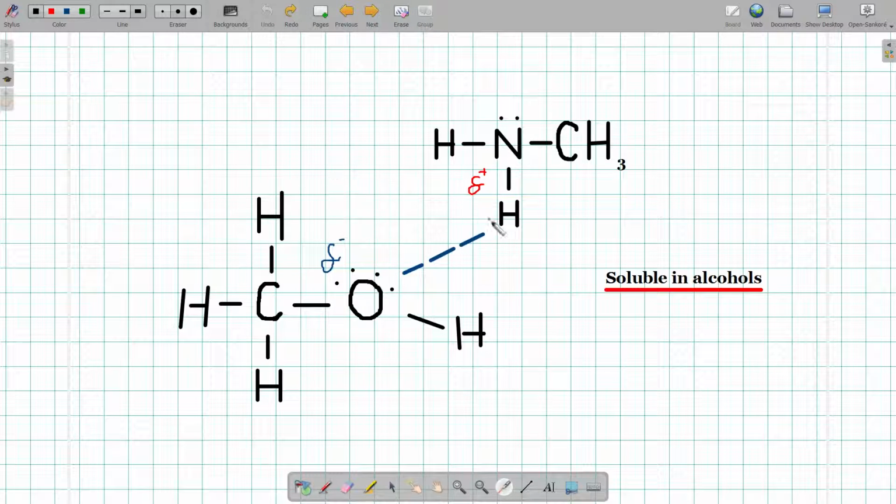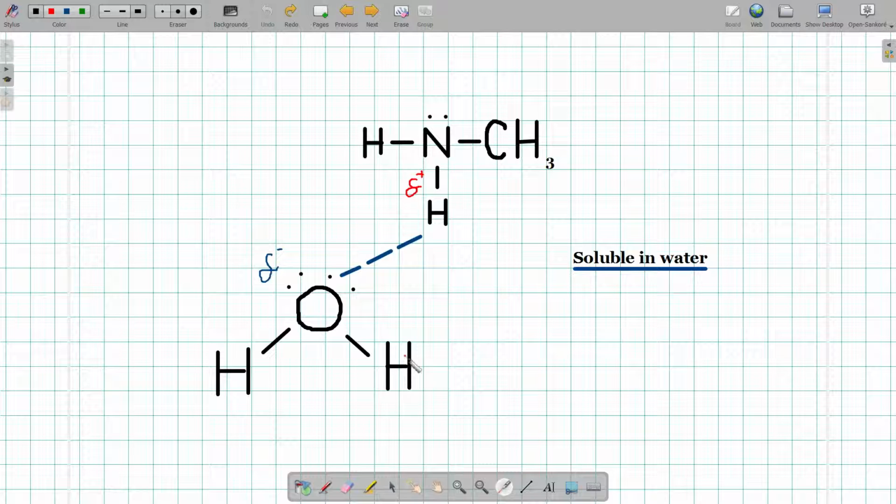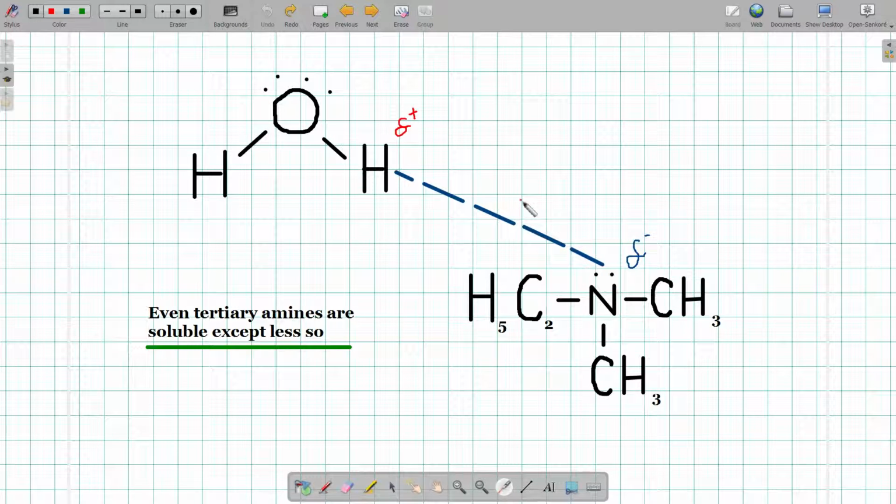It's also very soluble in alcohols, for the very same reason that it can form hydrogen bonds with the oxygen in alcohols, and the hydrogen in the alcohol can also form hydrogen bonds with the nitrogen as well. And likewise with water, the hydrogen on the water can form hydrogen bonds with the nitrogen also. So they're very soluble because they like to form hydrogen bonds together. Even tertiary amines are soluble.